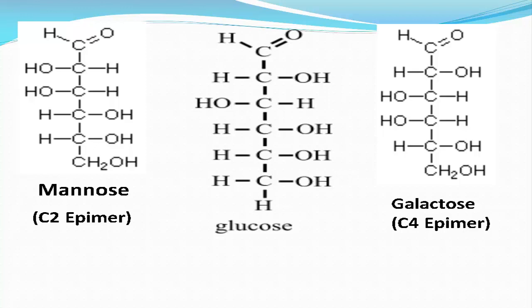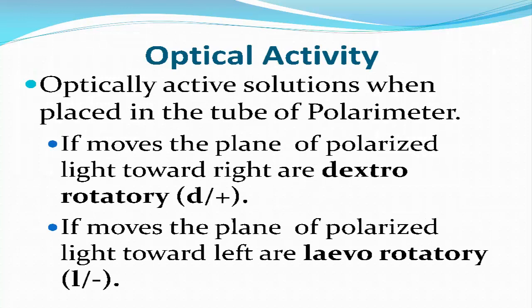So next we come to optical activity. What is optical activity? I have already mentioned that when there are any stereoisomers, and if there is an asymmetric carbon, if you pass plane polarized light through it, then the light will rotate, and that property is known as optical activity. And those solutions are known as optically active solutions. So glucose, obviously it has D and L isomers, so it is optically active.